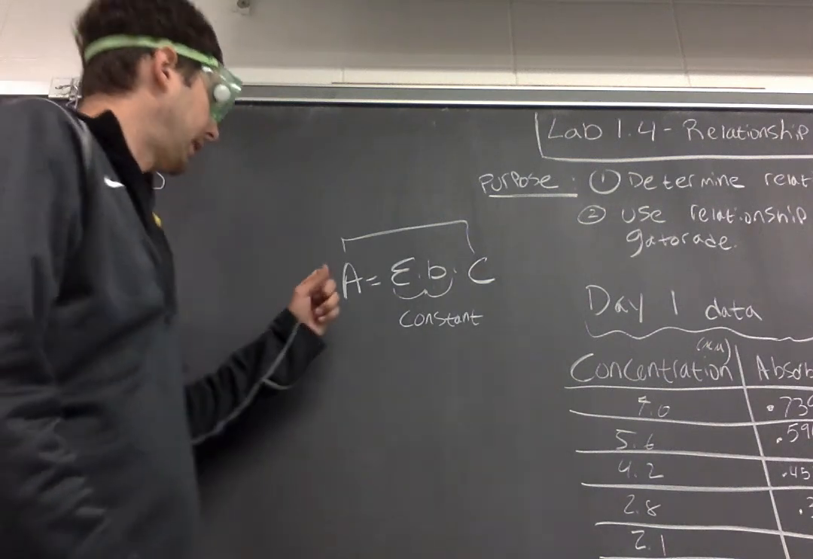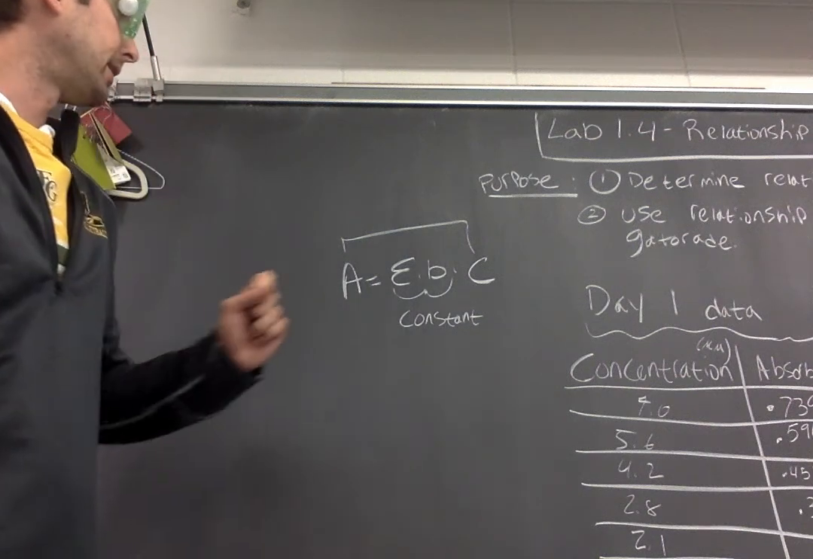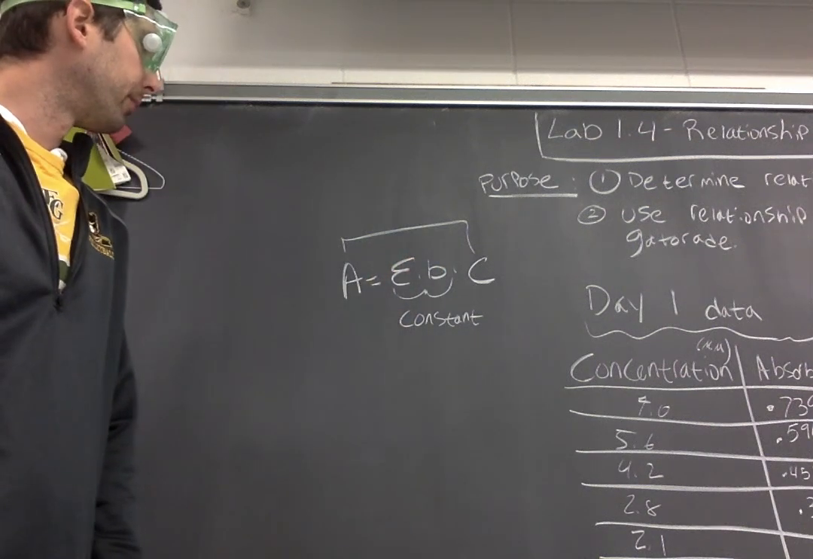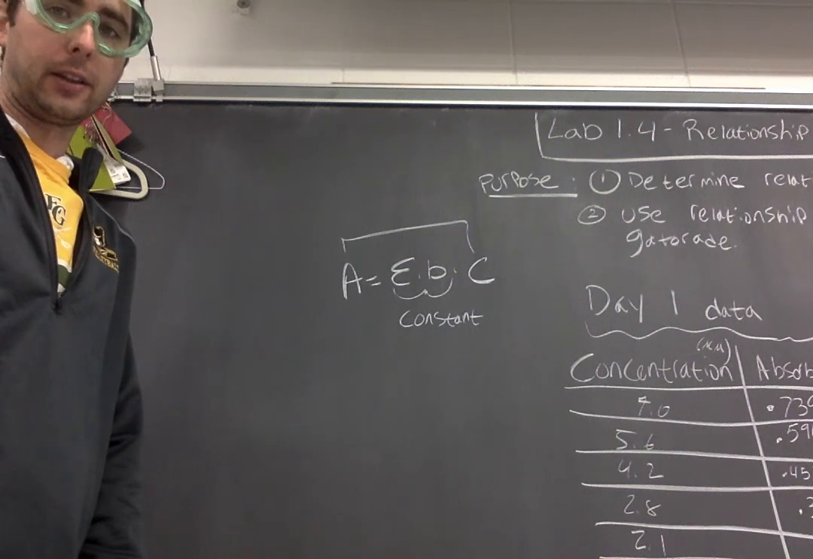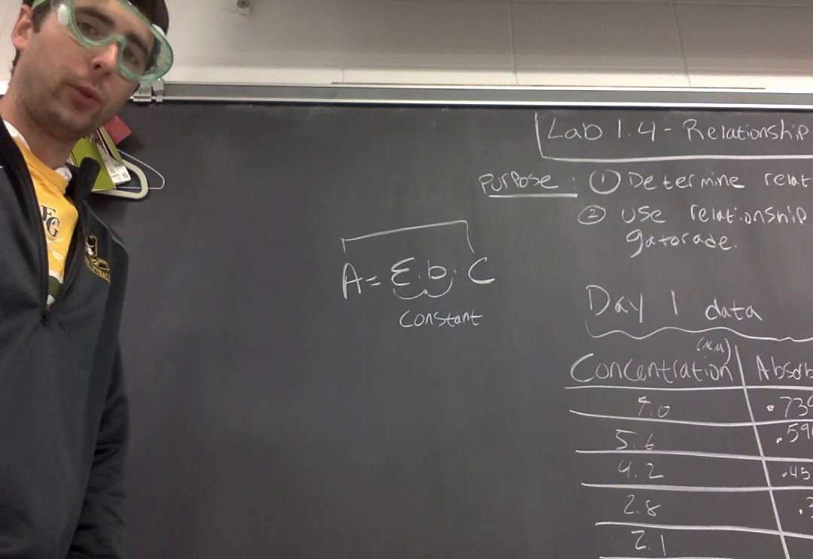So if I can determine the relationship between absorbance and concentration, I can use that to help us find the relationship between molar absorptivity and path length. Watch the next video to see how graphing can help you with this process.